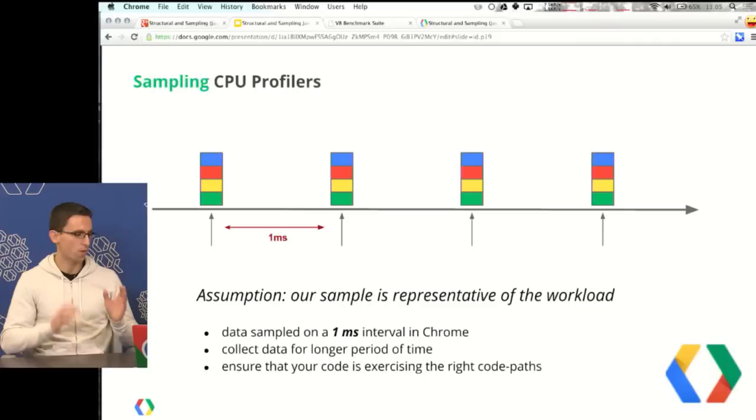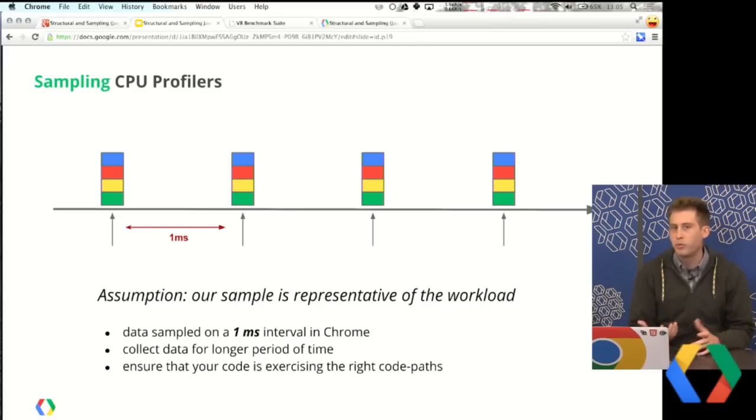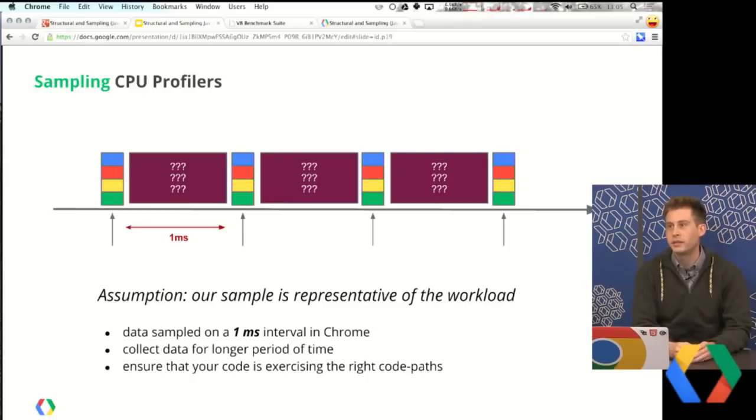And the millisecond is just a hardwired value within V8. Yes. Right. Sampling profilers can work on any frequency, some at a very, very high frequency. Chrome's is at a reasonably high frequency of 1,000 hertz, or once per millisecond. The issue with a sampling profiler that I think a lot of people don't appreciate is that in between these samples, you have no idea of what is actually happening inside of your program.